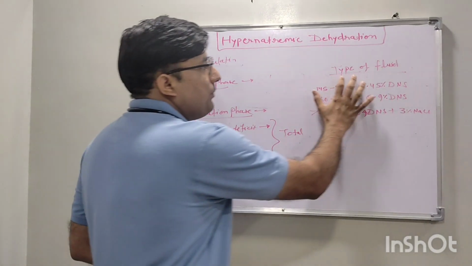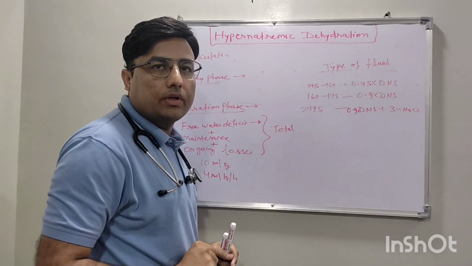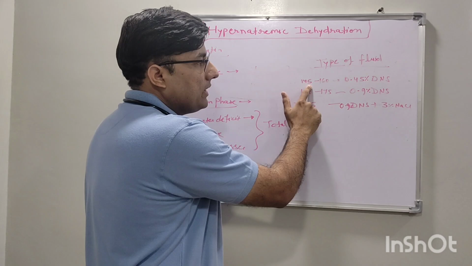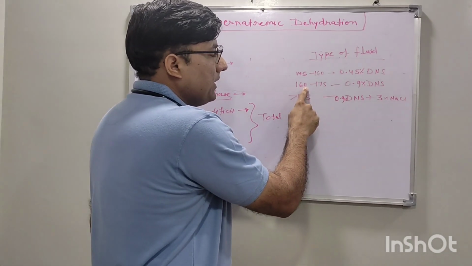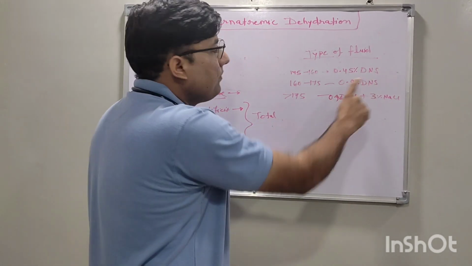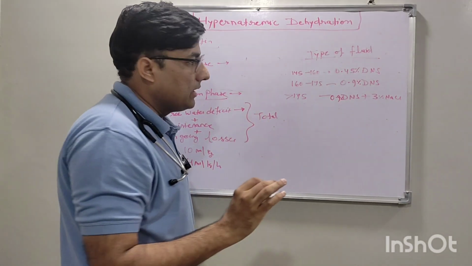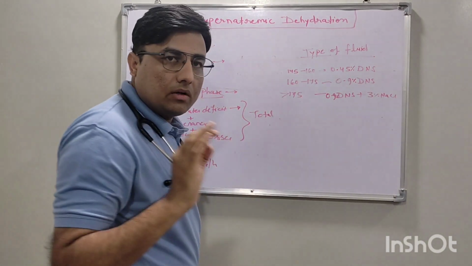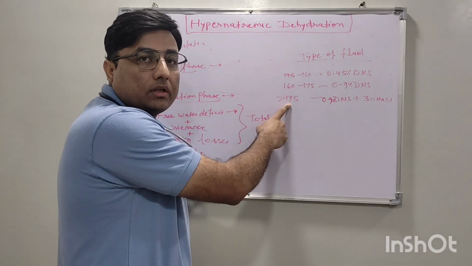Now coming to the type of fluid, what type of fluid we should give over 24 hours. So this is divided into 3 categories. If it is mild hypernatremia, then the choice of fluid will be half DNS. If it is moderate hypernatremia, the choice of fluid will be DNS. And if it is severe, more than 175 milliequivalent per liter, then it is DNS plus we have to add 3% NaCl also, because DNS also will be hypotonic for that much sodium level.